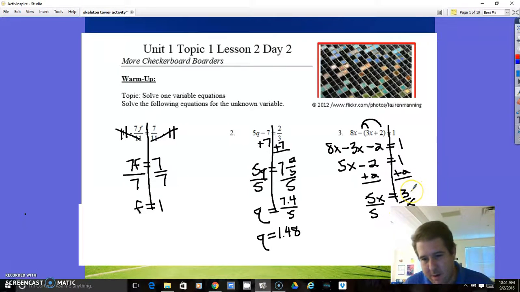Now I can use my graphing calculator, but I've actually got that one memorized. 3/5 is the same as 60/100. X is the same thing as 0.6.